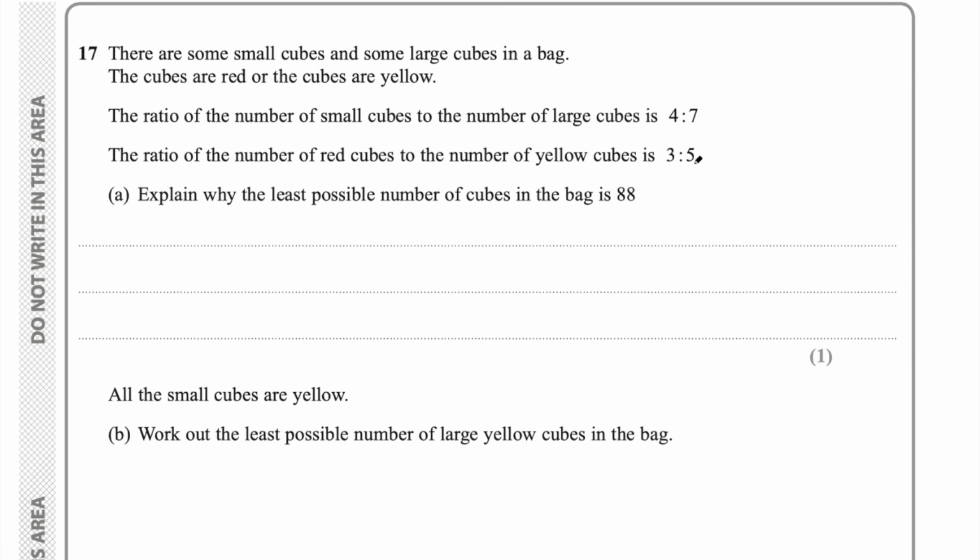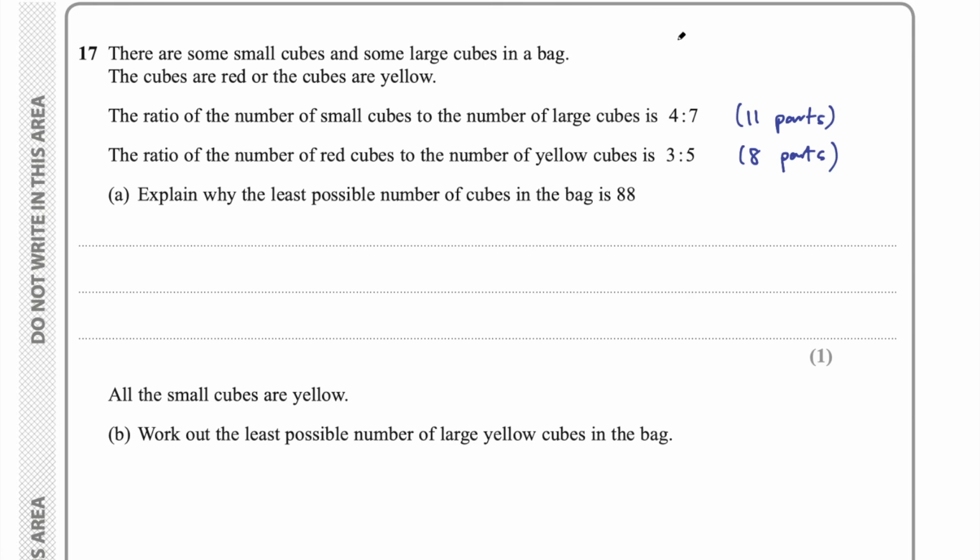This is to do with these ratios and the number of parts in each ratio. So the number of parts in this ratio is 4 plus 7. So that's 11 parts. And the number of parts in this ratio is 3 plus 5. That's 8 parts. And you need to think about what these ratios mean. Because we're talking about cubes, they're individual objects, we need to have whole numbers. We're not going to have fractions of cubes. It's just cubes, like 1 cube, 2 cubes, 3 cubes.